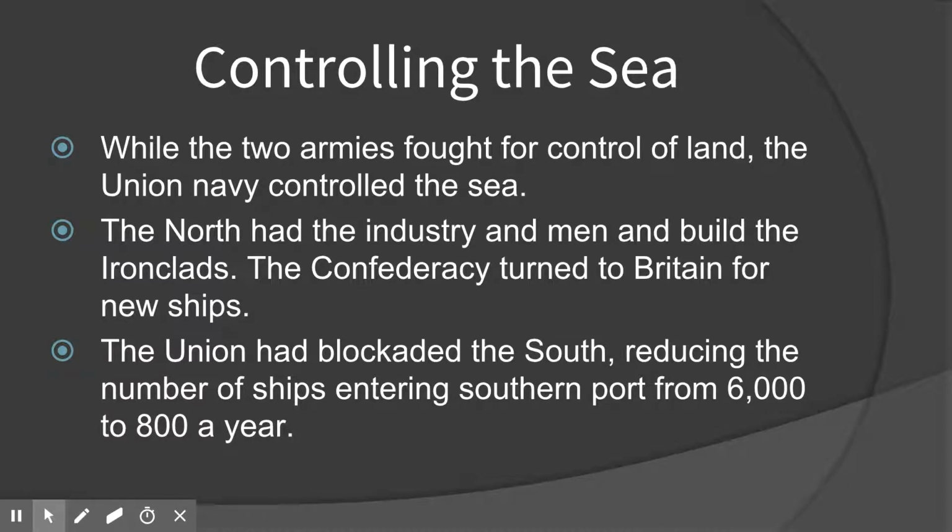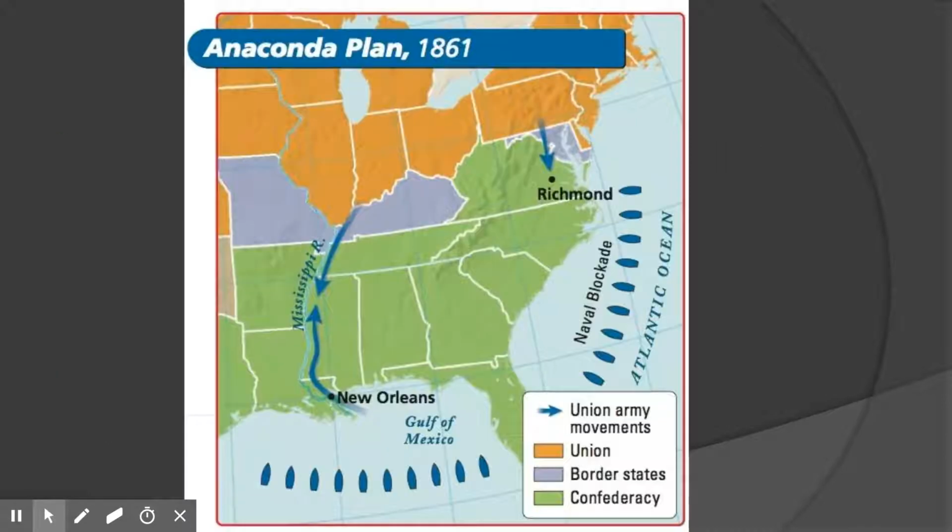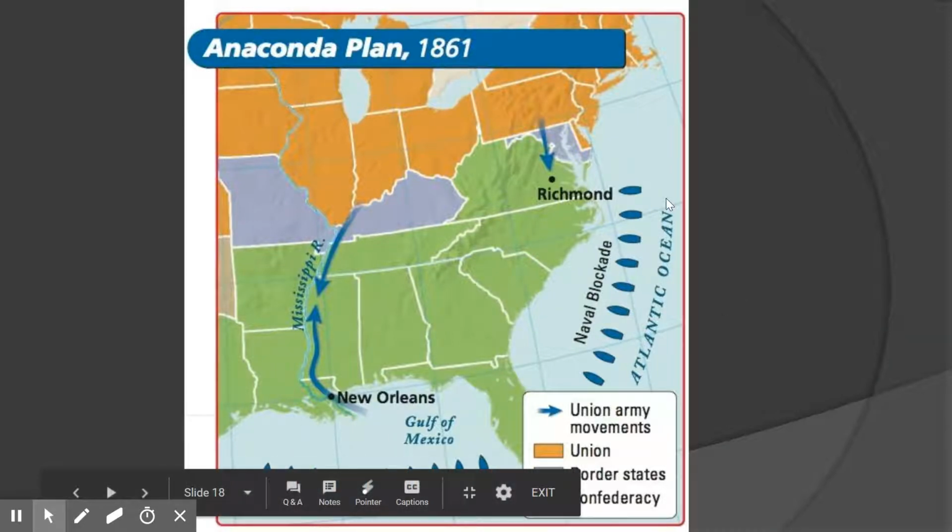The Union blockaded the South, reducing the number of ships entering the southern port from 6,000 to 800 a year. So again, when you have control of the sea or when you have control of the ports, you control what happens to the economy because it's a direct impact. So obviously, the North is trying to just strangulate the South as best they can. This is known as the Anaconda Plan, which I'll talk more about here.